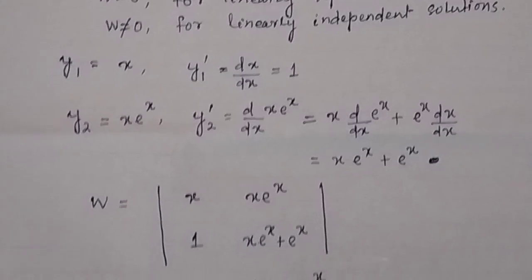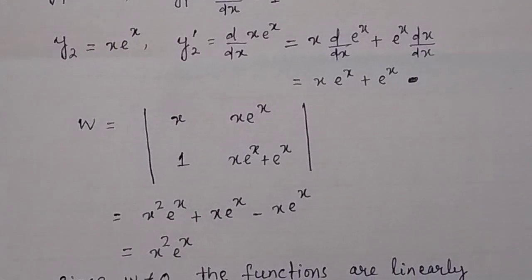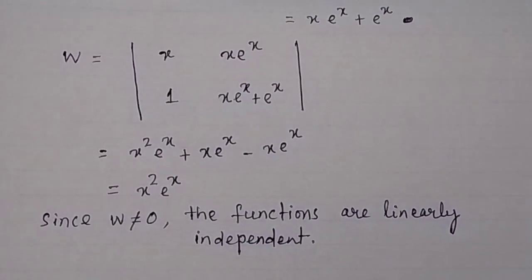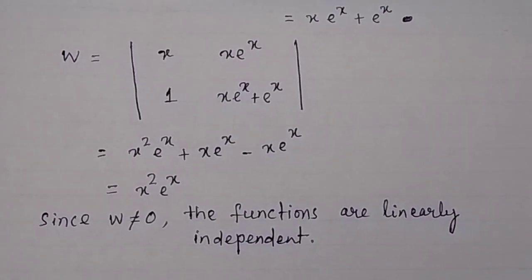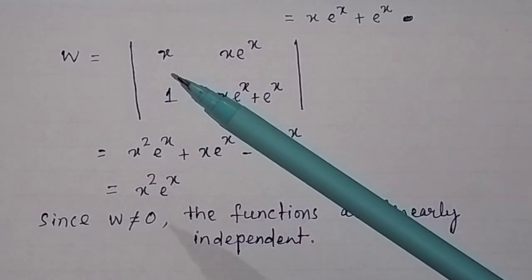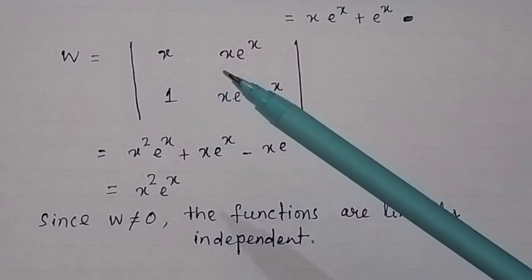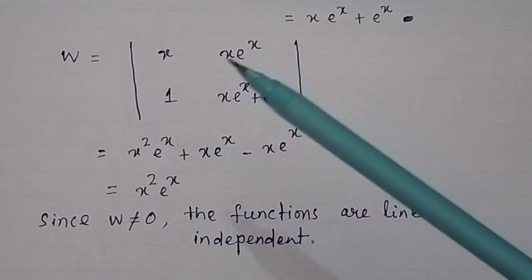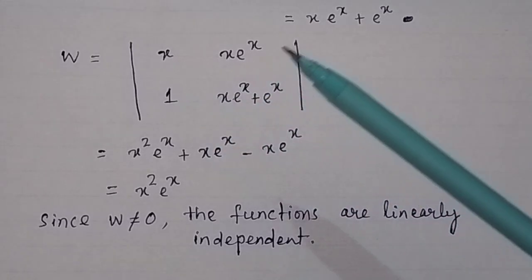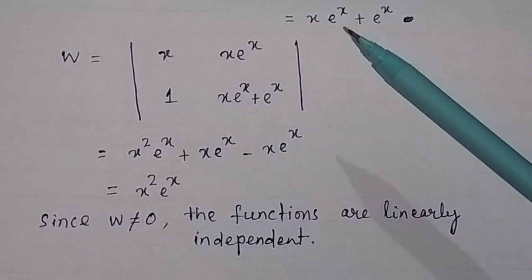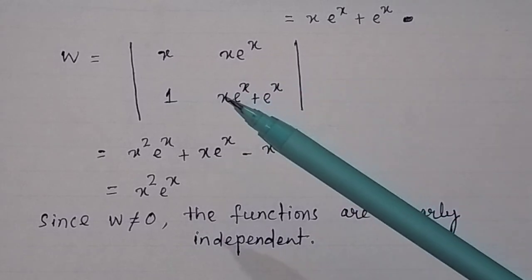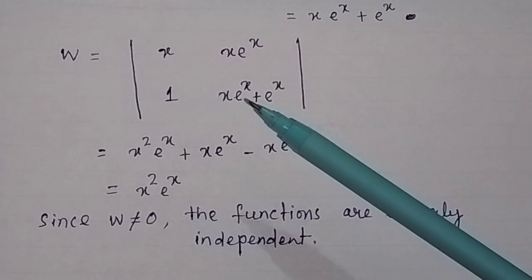So now we will find the Wronskian. What will be the determinant or Wronskian of the two solutions or two functions? The determinant will have the first function x and the second function x e to the power x. The derivative of the first function is 1, we have found, and the derivative of the second function is x e to the power x plus e to the power x. This is the derivative of the second function. Then you find the determinant.